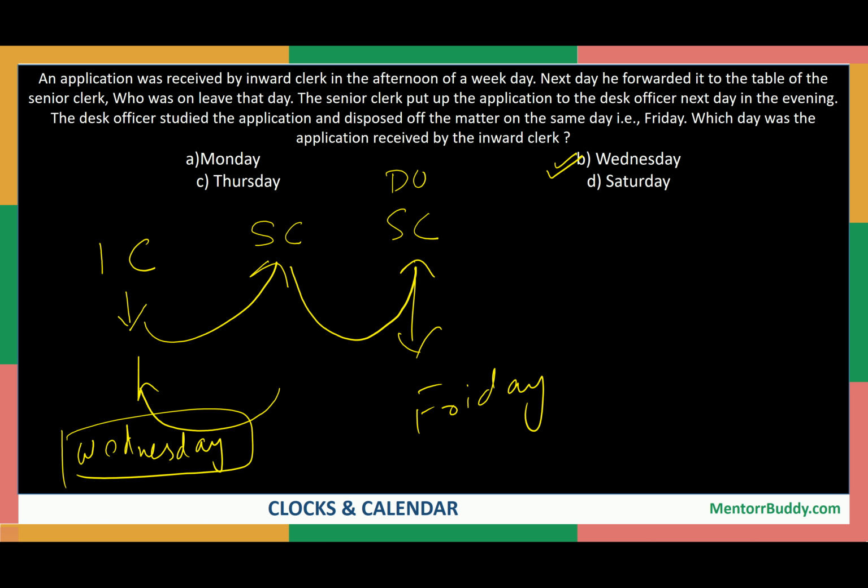So this is a question just of observation. You can always solve these types of questions by writing one symbol and just seeing how the flow goes. Instead of doing it in your mind, you can quickly write it down and see the flow. Like the inward clerk received the application, on the next day it was passed to the senior clerk, but he was on leave that day. On the next day he passed it to the desk officer, who cleared it on the same day, that is Friday. So just 2 days back it was Wednesday.